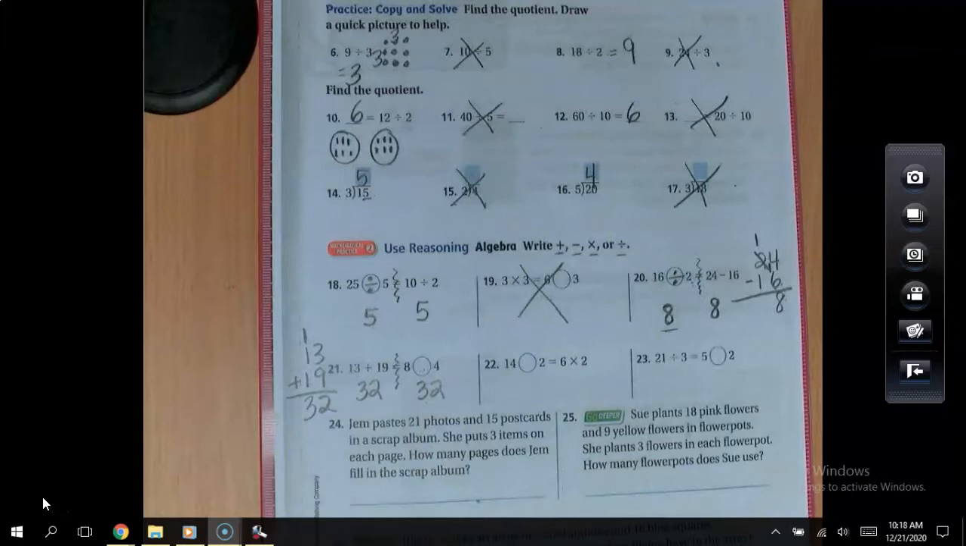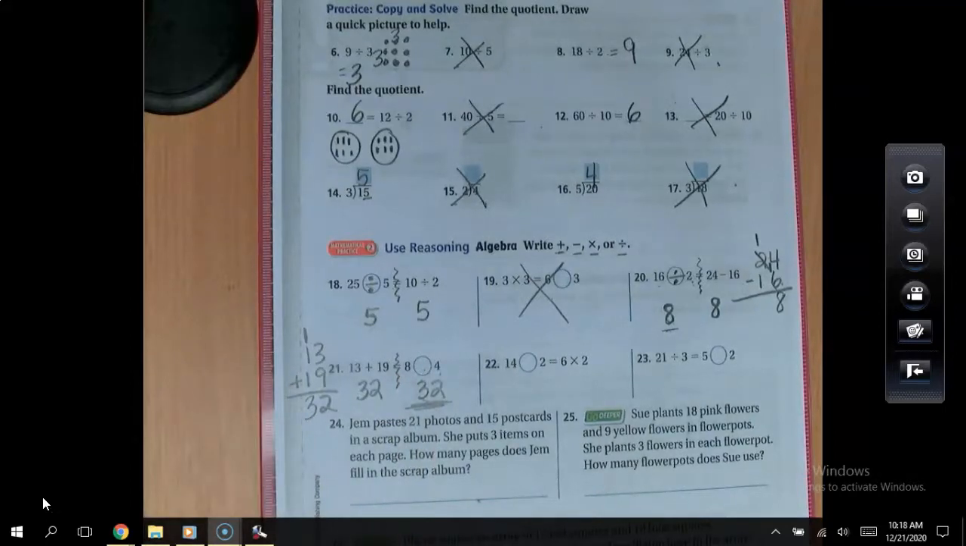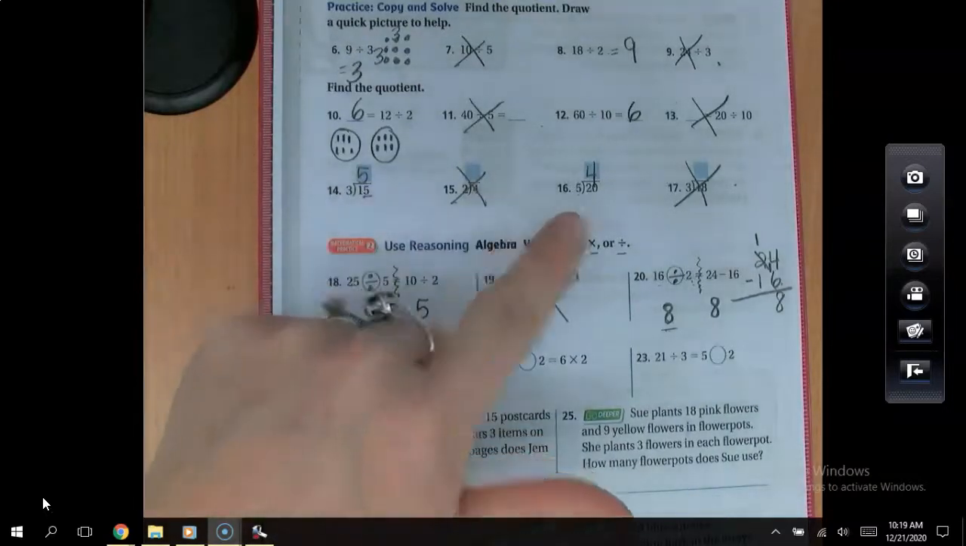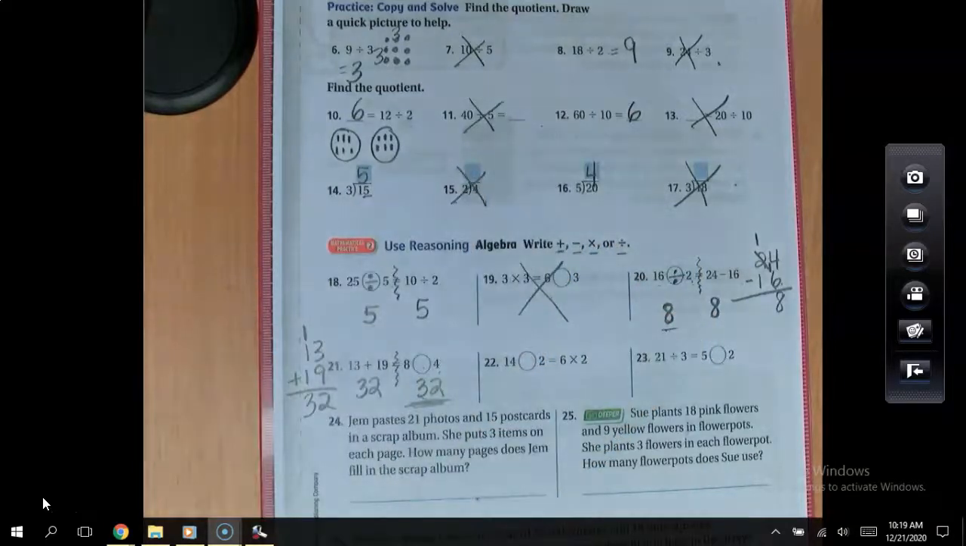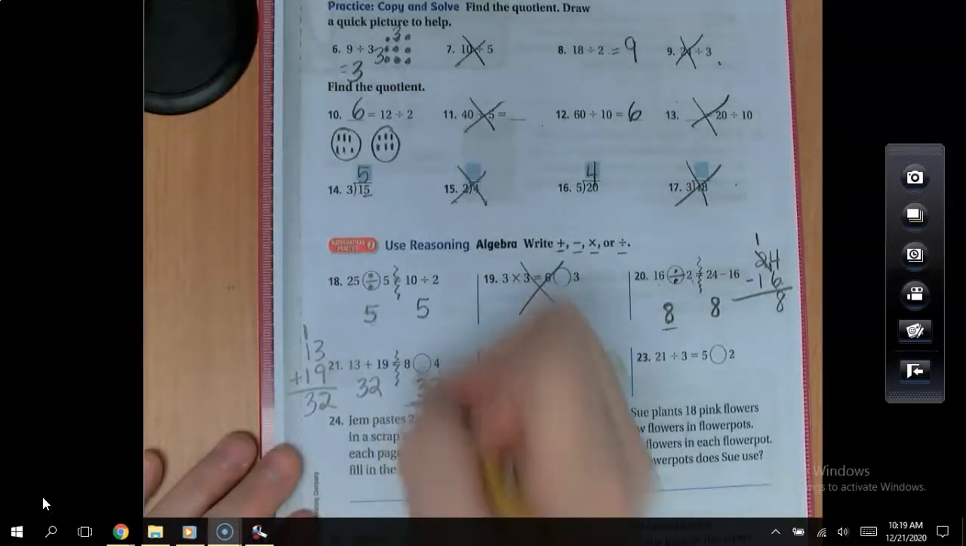Let's think about this. 32 is bigger than 8 and 4. What operations make my numbers get bigger, make my answers get bigger? There's two operations where my answers get bigger. What are those operations? Yes, adding and multiplying. So let's try adding. That's quick and easy. Adding 8, 9, 10, 11, 12. Okay? That doesn't get me to 32. So what operation am I going to put in the middle?